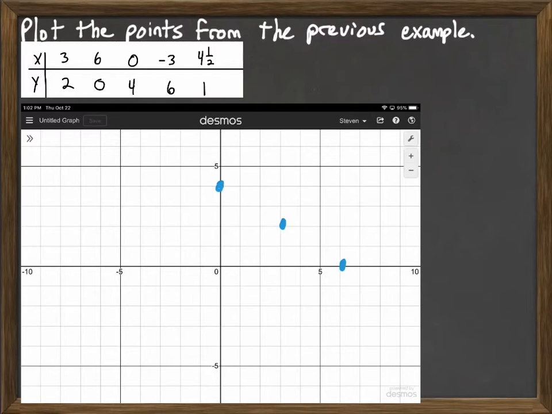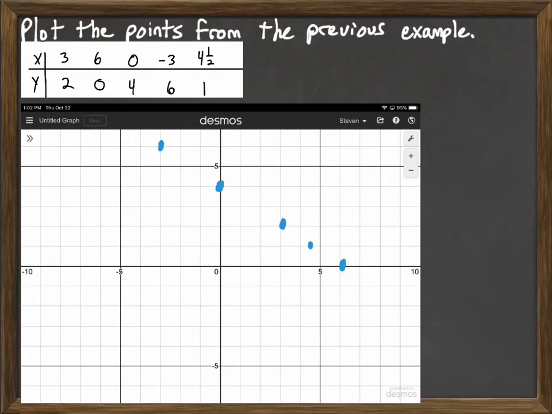And then we have the point negative 3, comma 6. So that's going to take me 3 points to the left. So I'm going to go to the left 3, and then I'm going to be sliding up 6. And that lands me at that point. The very last one is x equals 4.5, y equals 1. So we're going to go over 4.5 on the x, and then go up 1. So halfway between 4 and 5 there, and then up 1.